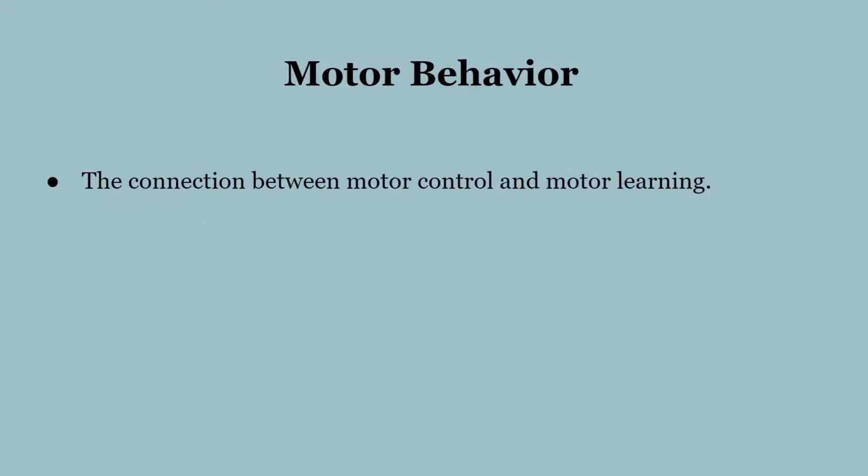The next slide, motor behavior. It is the connection between motor control and motor learning. Essentially, the term motor behavior is used when you do not want to be specific about whether you are referring to motor control or motor learning. So you use motor behavior to refer to both of them. Once you say motor behavior, you're talking about both motor control and motor learning.